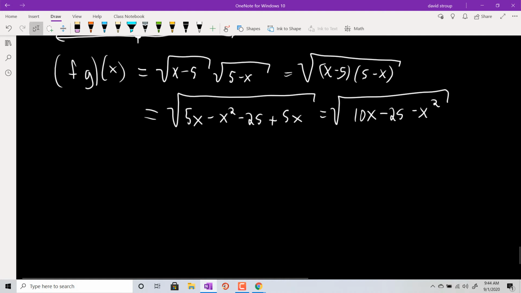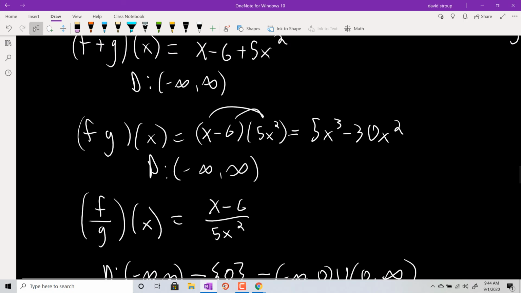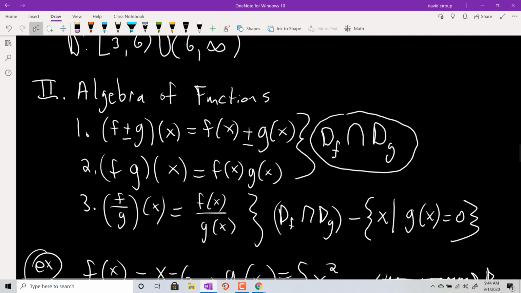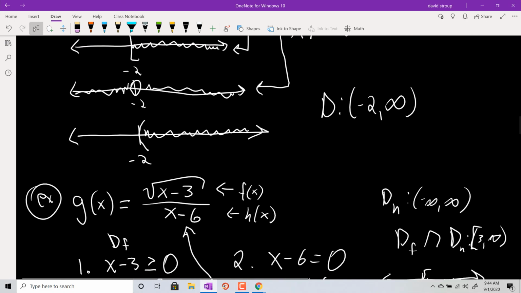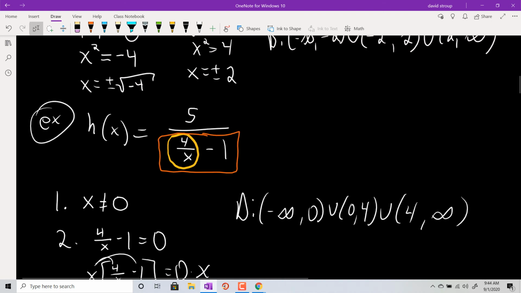Let's move on to the next section. Okay. So that's one way to form new functions, is kind of just add them together, divide them, or multiply them. Another way is to put one function inside of another. And that's kind of what happened in this example with the weird 5 over 4 over x.